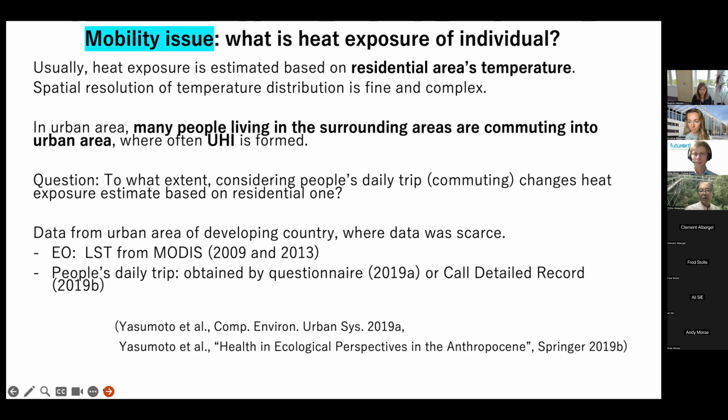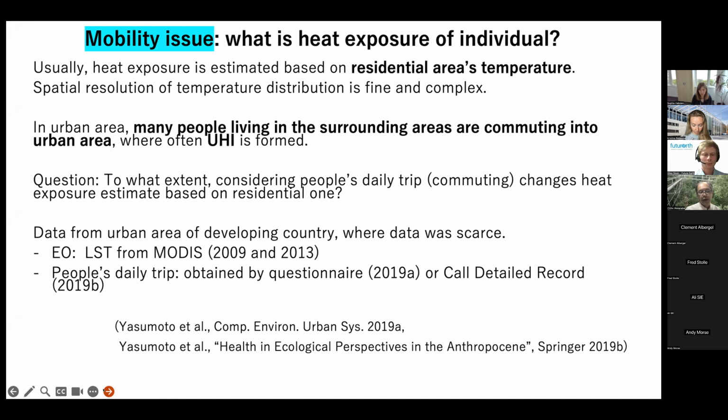So that makes the heat level to which they're exposed different. So the question is, to what extent will this kind of daily trip or daily commute change the level of heat exposure? That was our question in this local study. In this case, we are focusing on Dhaka, the capital of Bangladesh. We use land surface temperature data from MODIS, and we also reconstruct people's daily trips.